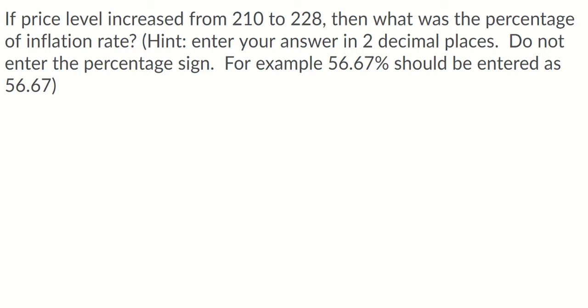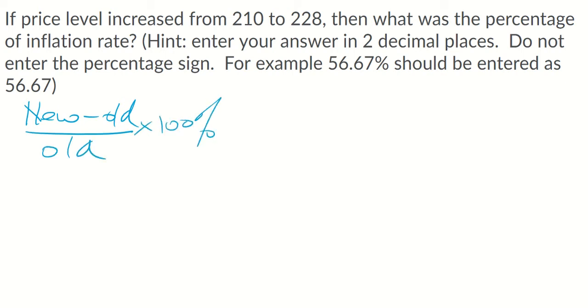So let's get started. If the price level increased from 210 to 228, then what is the percentage of inflation? This goes back to what you learned in chapter 11. It's looking for your inflation using CPIs. Remember the old formula to find the percentage change: you need to take your new number minus the old number and divide it by the old number, and make sure you multiply by 100% to get a percentage. So for our new number, it's going to be 228 and the old number is 210. So just use 228 minus 210 divided by 210.